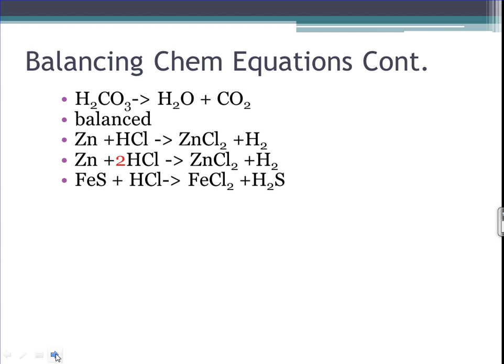Look carefully. Iron, iron, sulfur, sulfur, one hydrogen, two hydrogens. We have a problem. So what do we need to do to balance it out? See if you can figure it out. If you said place a 2 in front of the HCl again, you would be correct. Let's try another one.